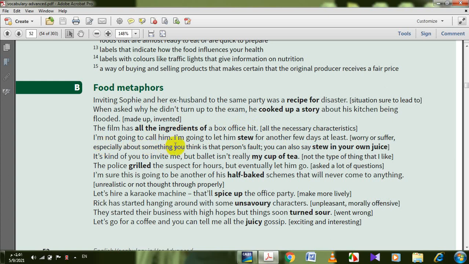I'm not going to call him. I'm going to let him stew for another few days at least. Stew means to worry or suffer, especially about something you think is that person's fault. To stew somebody. It means to leave somebody to worry and suffer the unpleasant effects of their own actions.